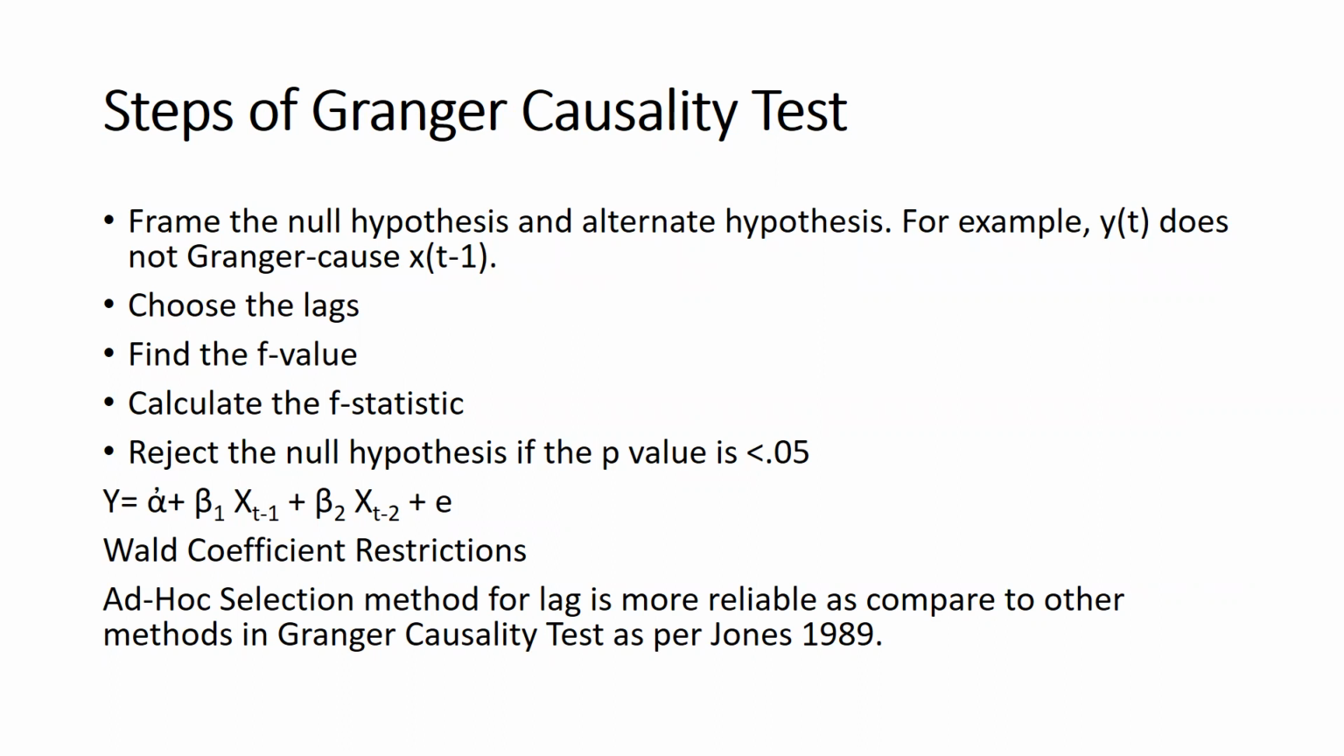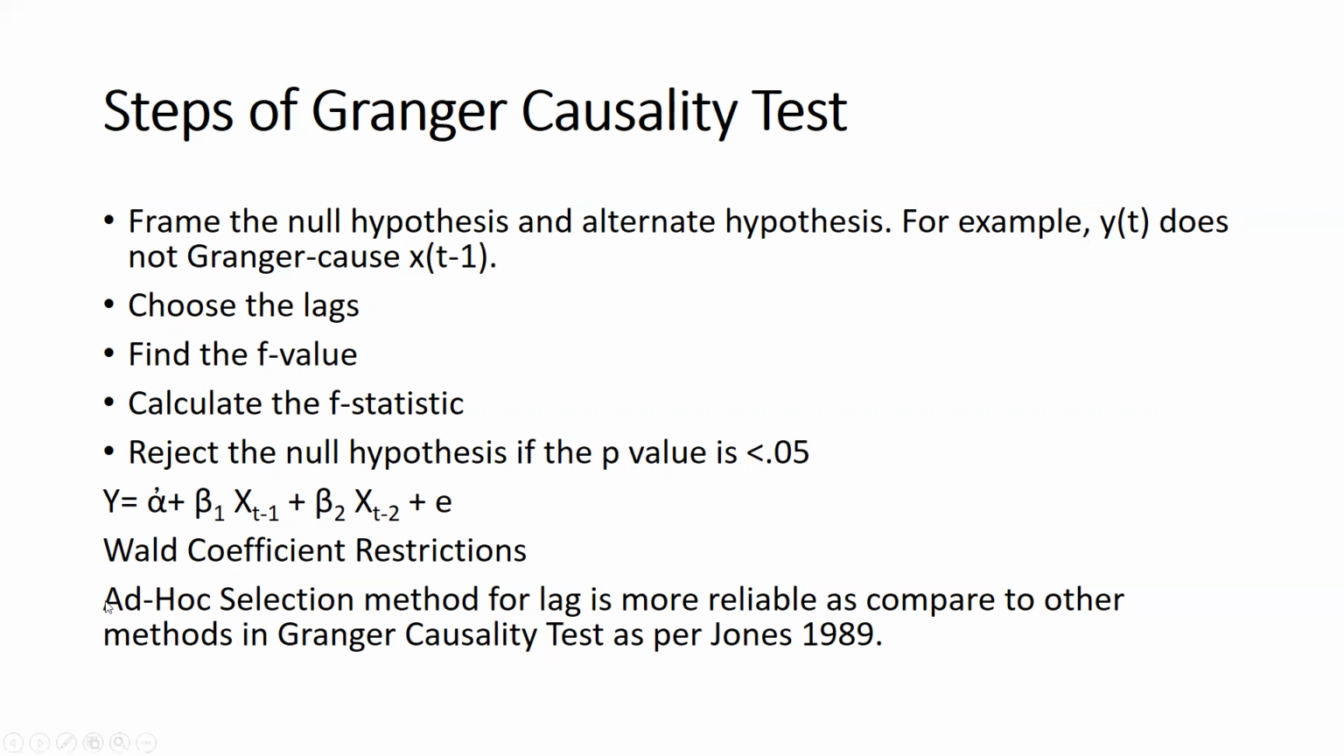So frame the null hypothesis and the alternate hypothesis. For example, in our case, we are going to take: yt does not Granger cause xt minus 1. That is our assumption; this is our null hypothesis. And after this, what are the steps? After that, choose the lags. We have to choose a lag.